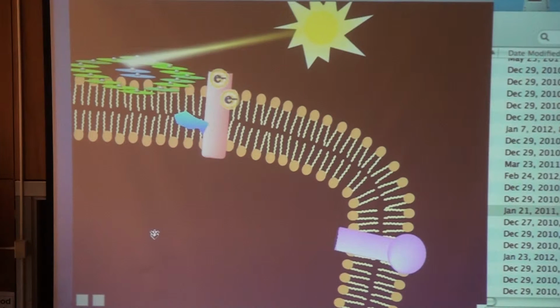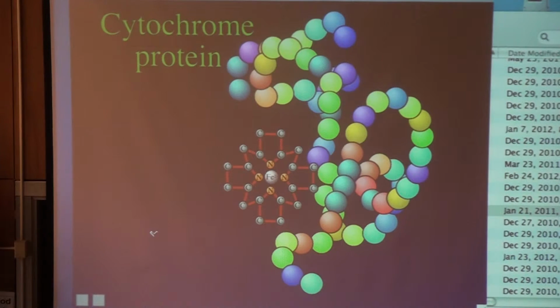So the high energy electrons, the energized electrons, end up there in the cytochrome complex. And this is how I'm going to diagram the cytochrome complex. The cytochrome complex is a protein. It's actually a group of proteins. But they have this cofactor right here, which, if you have a really good memory, I've showed you before. It's a cofactor called a heme cofactor.